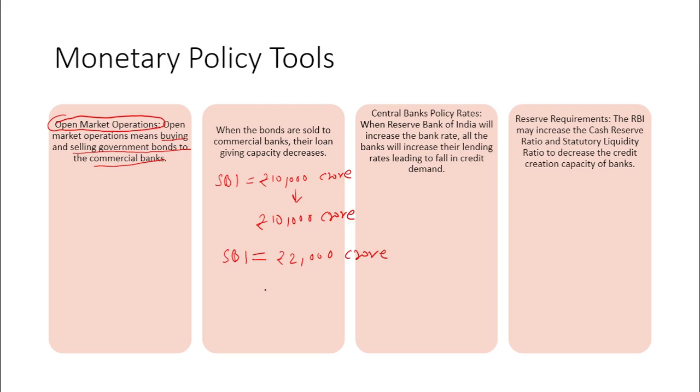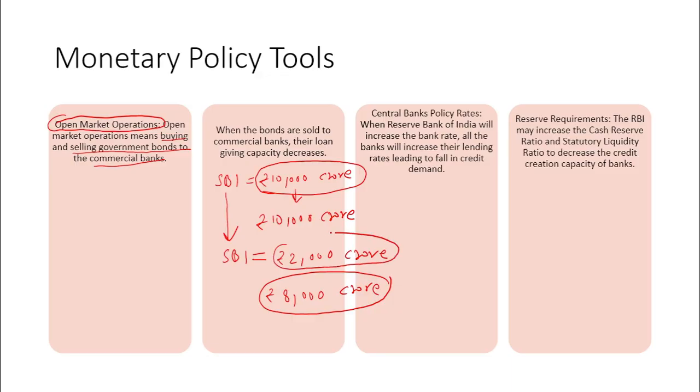So now what is the total amount of deposits left with State Bank of India? It is 8,000 crore. Now State Bank of India can only use this 8,000 crore to give loans, which was earlier 10,000 crore. So the credit generating capacity of State Bank of India has reduced. Earlier it was 10,000 crore. Now it is 8,000 crore. And this is happening because they have purchased 2,000 crore rupees of government bonds. So that was the first monetary policy tool, which is known as open market operations.